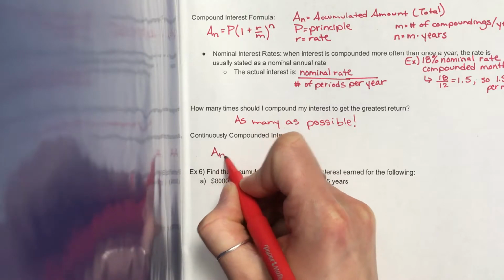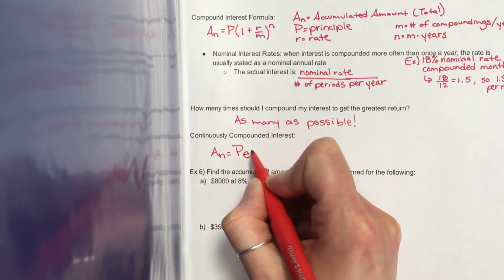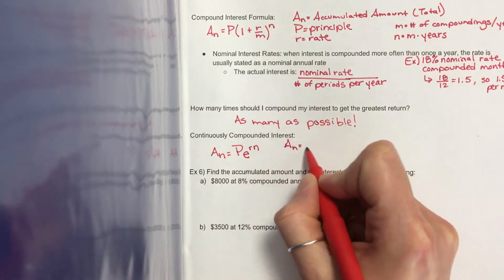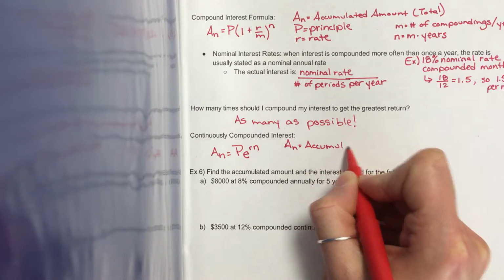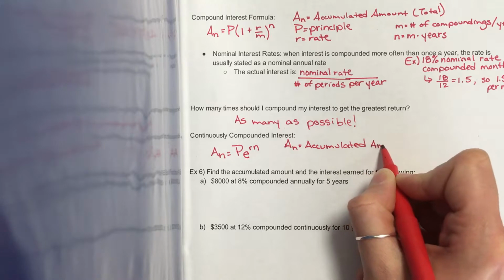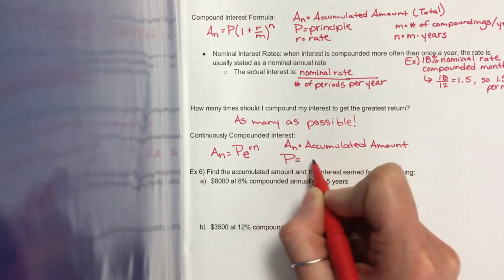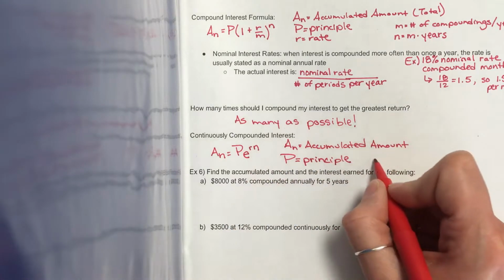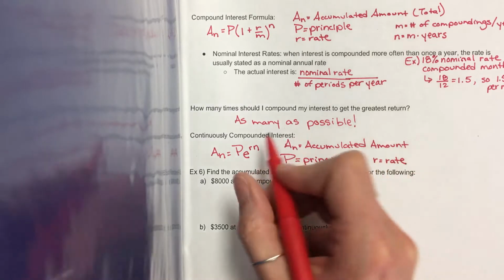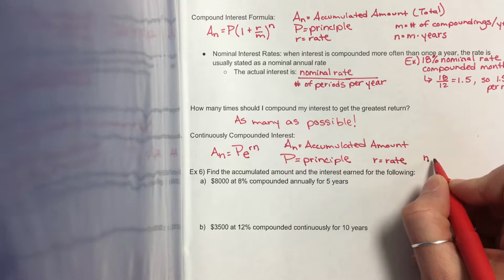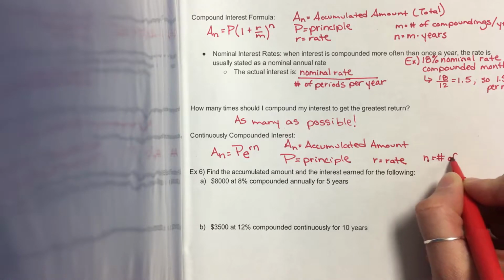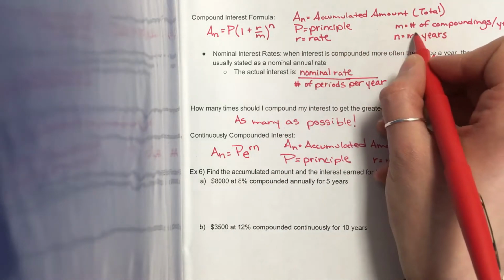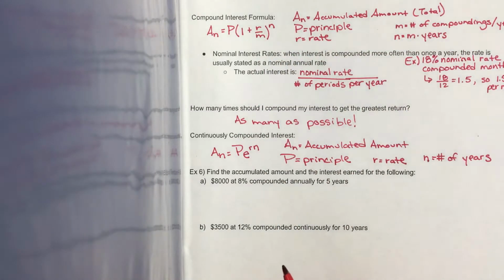And so we have a very similar formula for continuously compounded interest. And it's based on the number E, which you saw in Algebra 2. We're still getting an accumulated amount here. It's still based on our original principal, our rate, and this time N is just time, or number of years. Because E actually takes care of the M part of our formula up here.